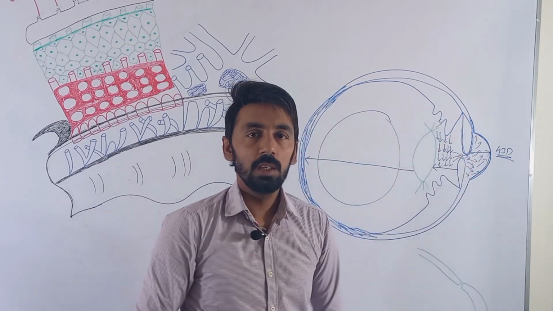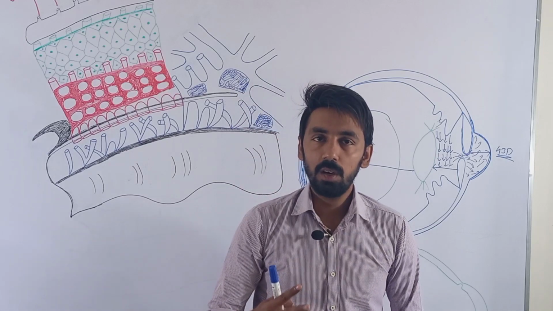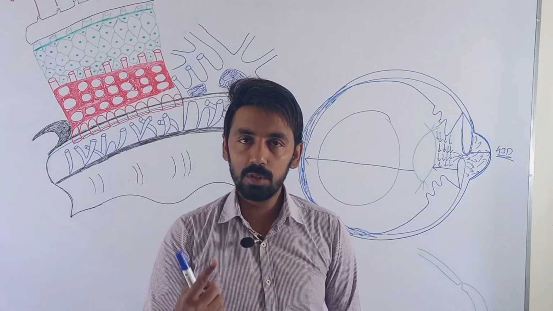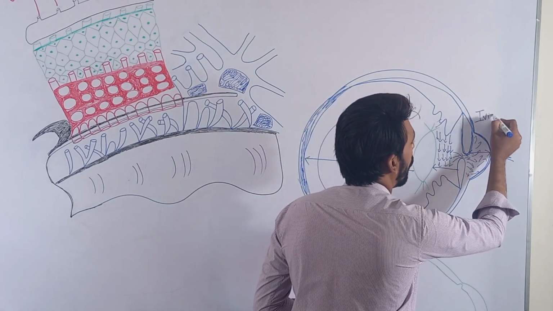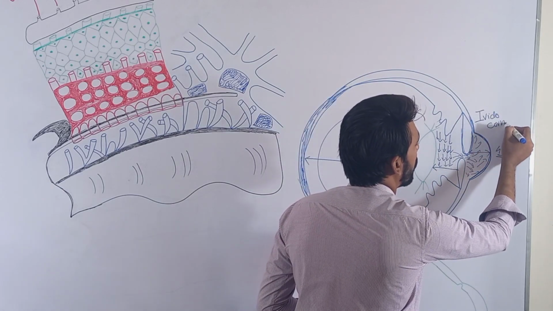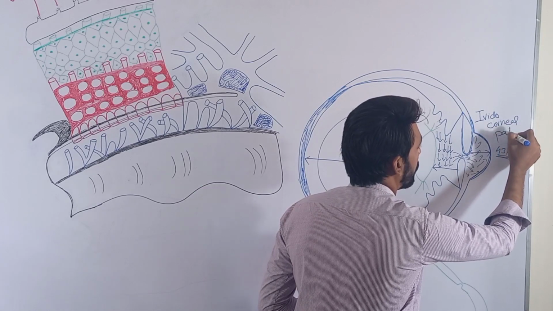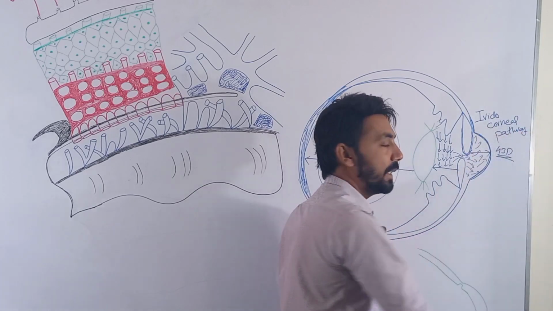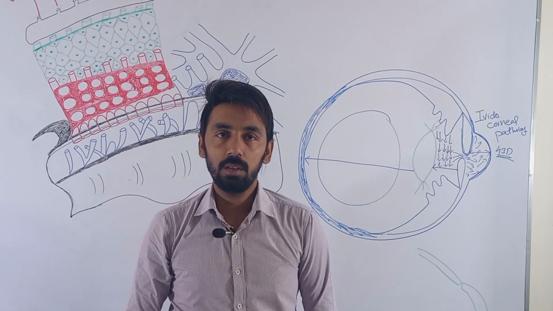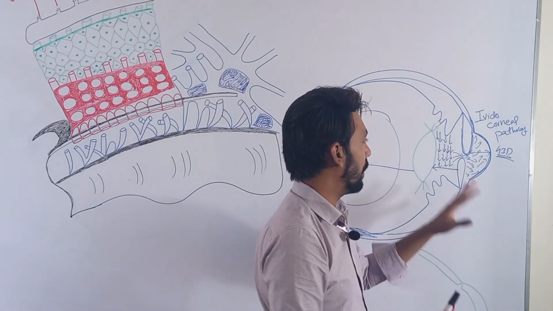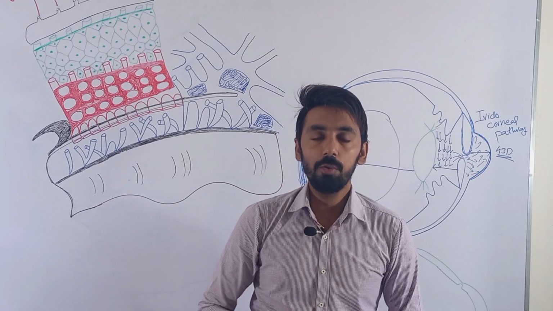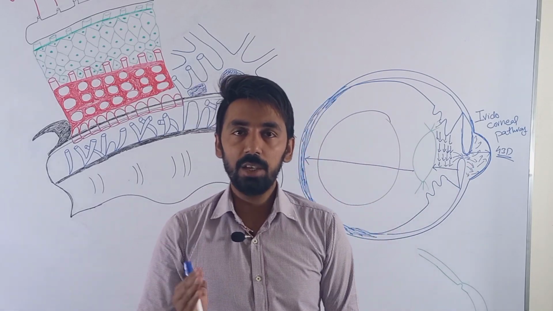There are two different pathways of the outflow of the aqueous humor. The first pathway is called the iridocorneal pathway, right? And the second one we will discuss later. Now we will learn about the anterior chamber and the anterior chamber angle.